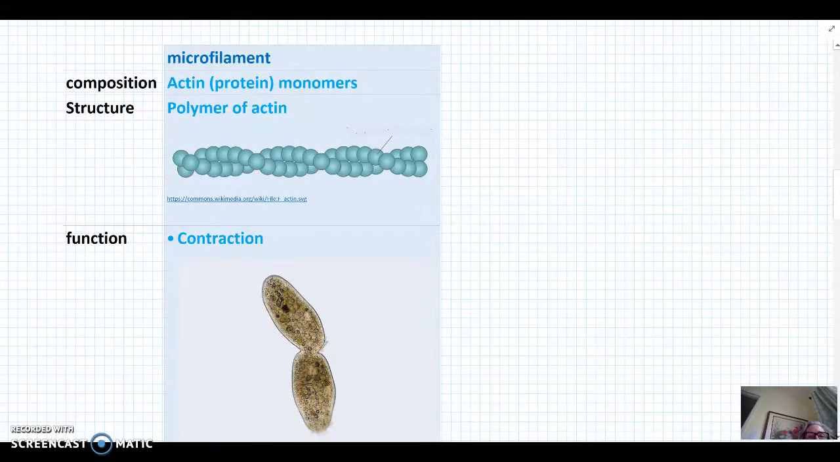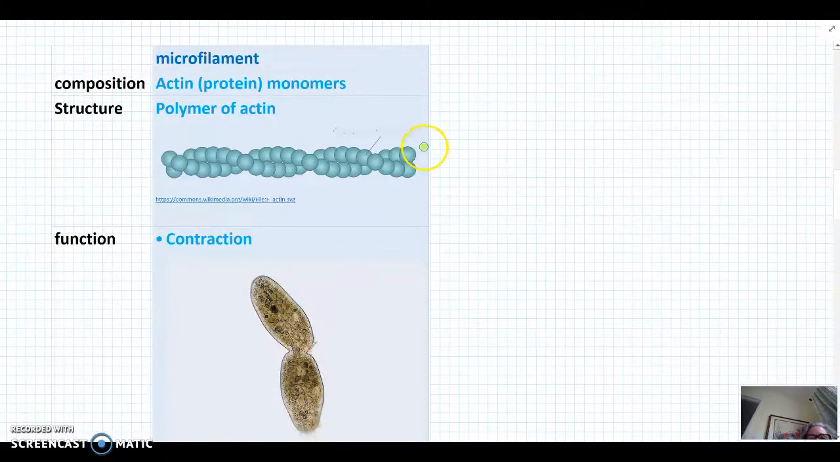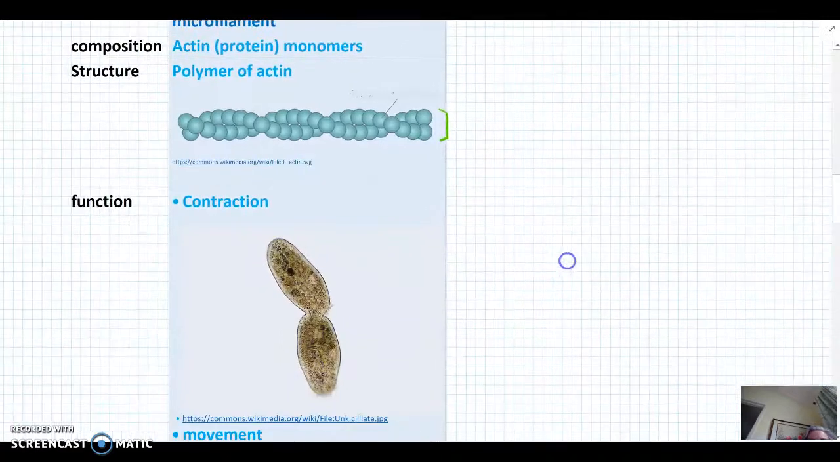Microfilaments are composed of actin monomers. Actin is a protein. And so a microfilament is actually a polymer of actin monomers. And that's pictured here. And it kind of looks like this little twisted polymer or rope. The function of microfilaments is contraction.